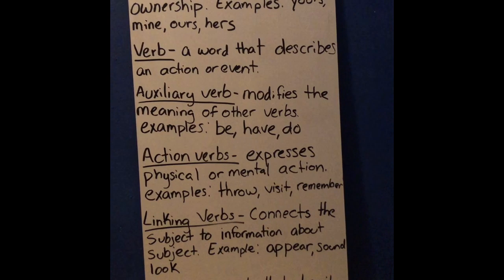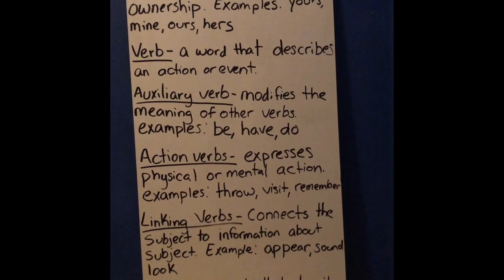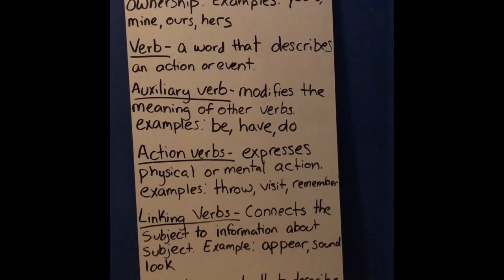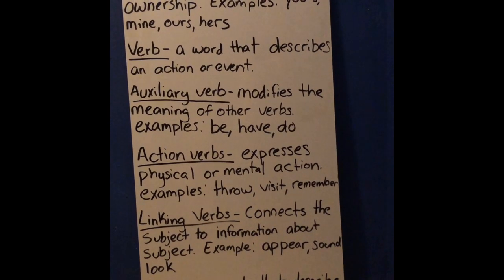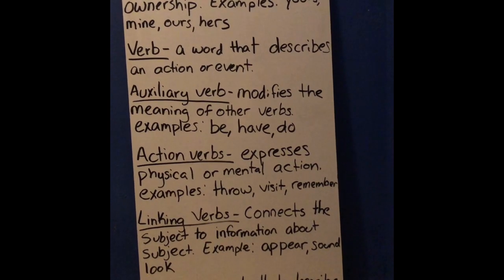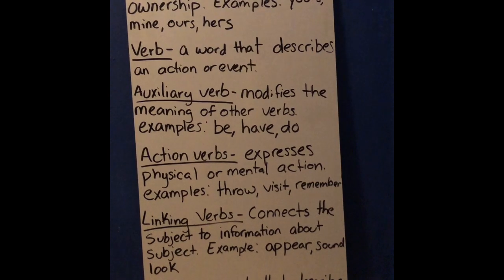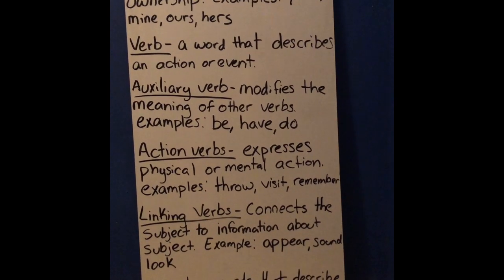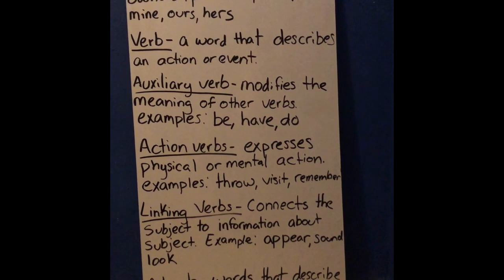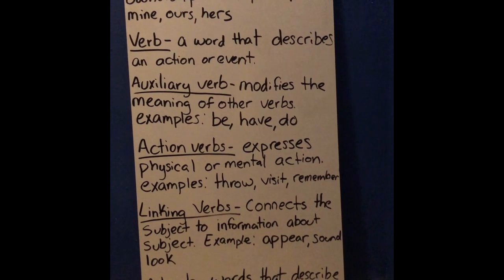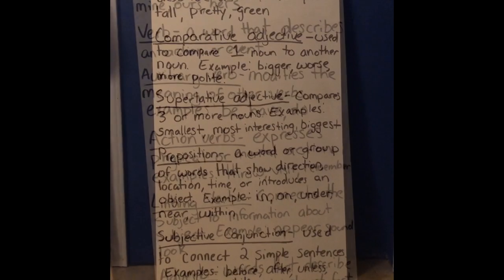Action verbs express physical and mental actions. Examples would be throw, visit, or remember. Linking verbs connect the subject to information about the subject. An example would be appear, sound, or look. An adverb is a word that describes a verb. Examples would be almost, fast, easily.